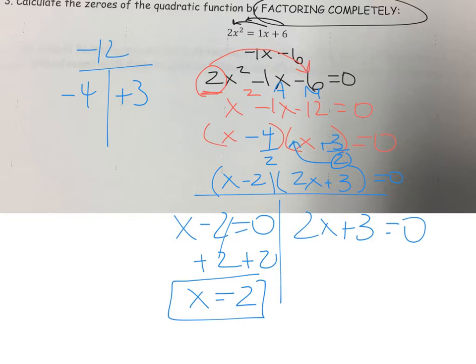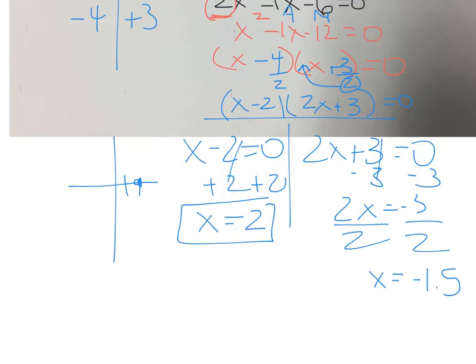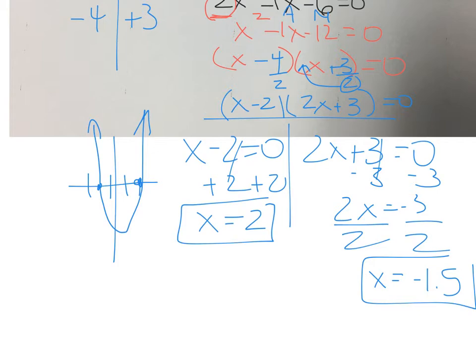So our first 0 is 2. That means our parabola is going to cross at positive 2 somewhere. Okay, and then let's do the other one. I'll do that off camera. So the next solution is going to be negative 1.5. You subtract the 3 over, then divide by 2. So that means my parabola is crossing over at 2 and negative 1.5. So it's going to look something like this. This is beautiful. Okay, next question.